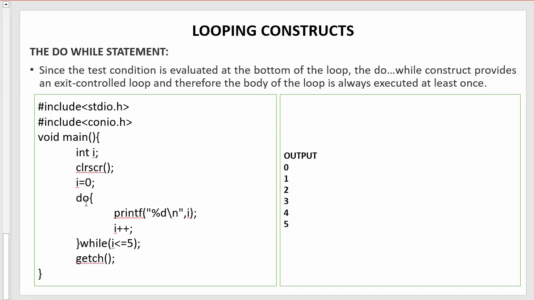Again control comes to do to print the value of I equal to 5, and we get the output 5. Then I gets incremented by 1 to make I equal to 6. With I equal to 6, the condition is evaluated: 6 is less than or equal to 5? No, the condition becomes false. That's why control comes out of the loop and the output is printed like this. So this is how the do while statement works.